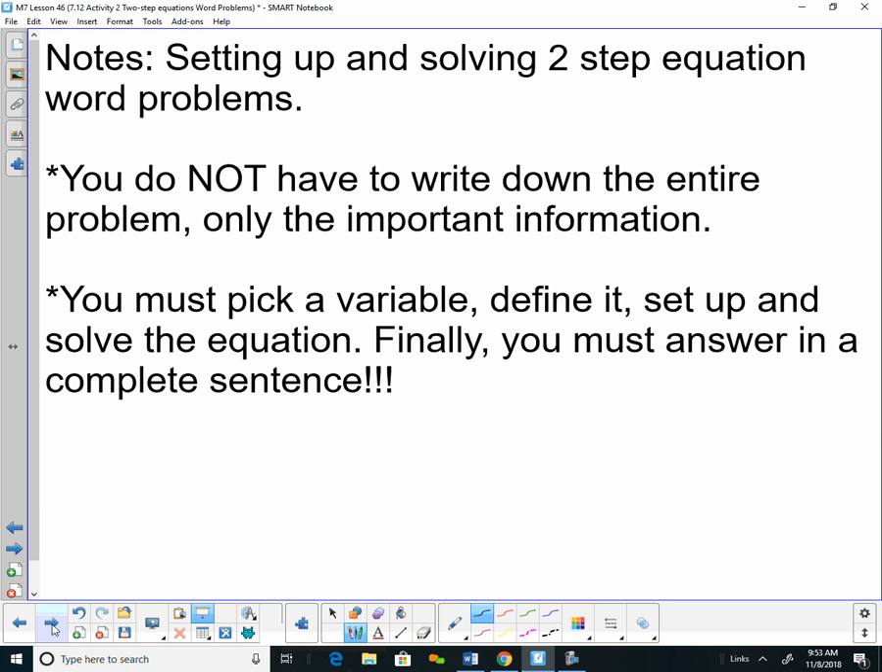Now we're going to get into writing equations from words. Okay, so you've got to set up and solve two-step equation word problems. Now you don't always have to write down the entire problem. Just pull out the important information that you need. Okay, now here are some steps you must do. You must pick a variable. Okay, define what it stands for, set up and solve the equation. So let's look at a couple examples.